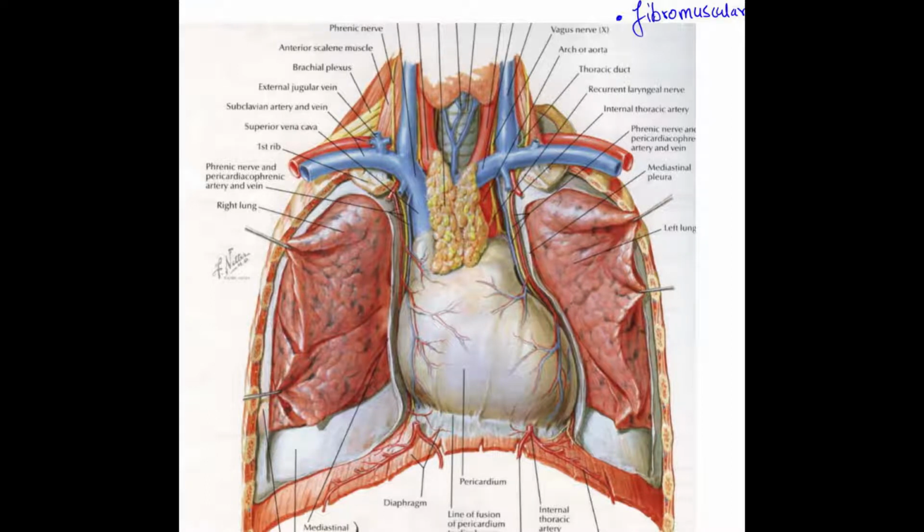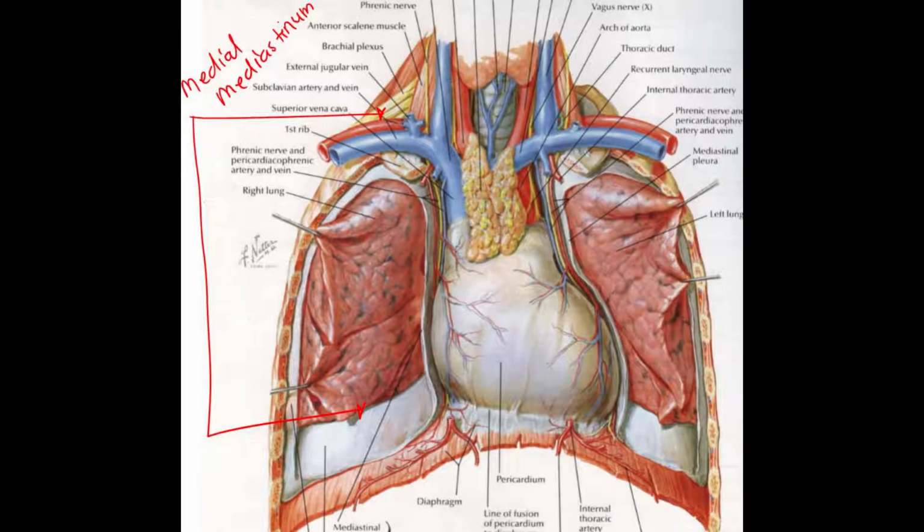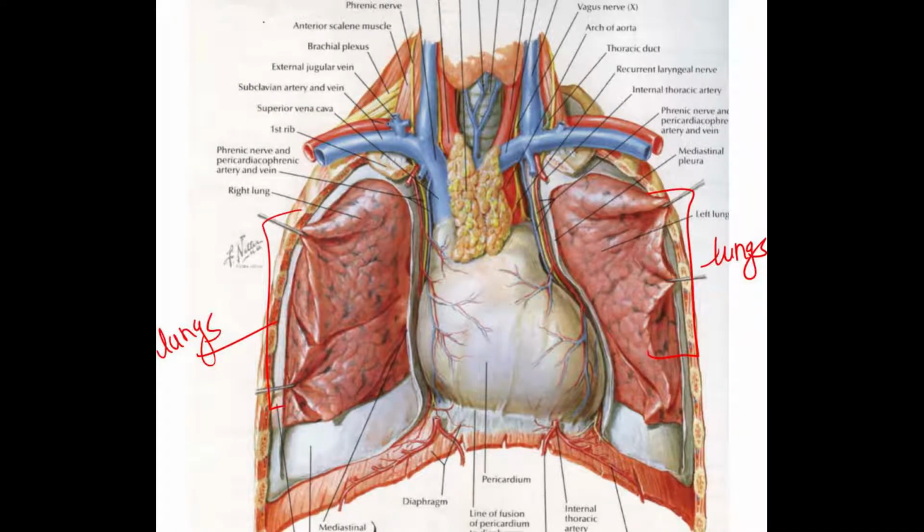Now, generally speaking, it's a fibromuscular organ, so that means it has a lot of connective tissues along with muscles. Of course, muscles are connective tissue, but what else? Now, we learned about the borders. It's located in the medial mediastinum. Of course, it's self-evident because whatever is located in the medial mediastinum is quite close to the lung.